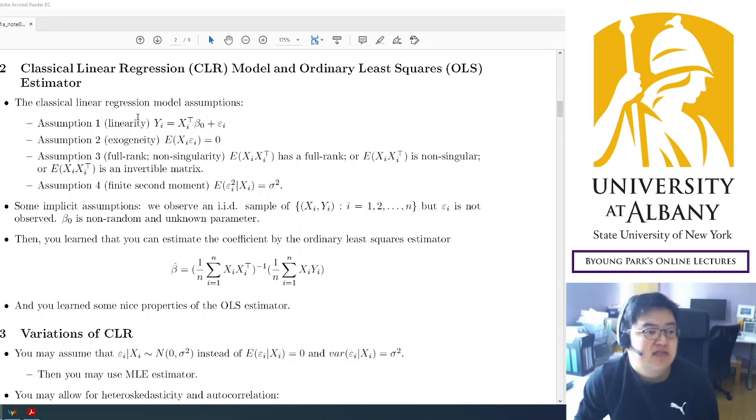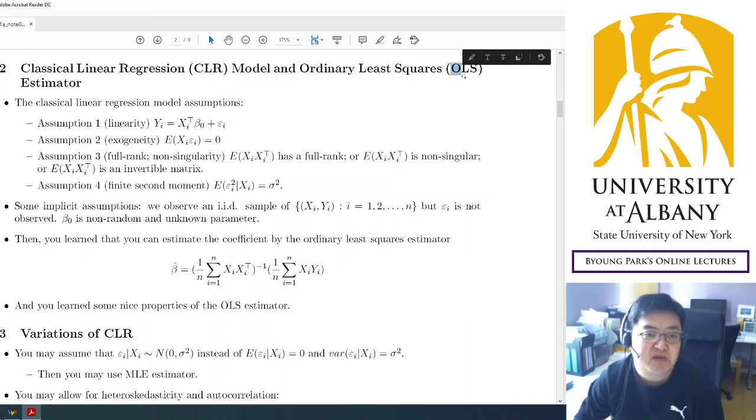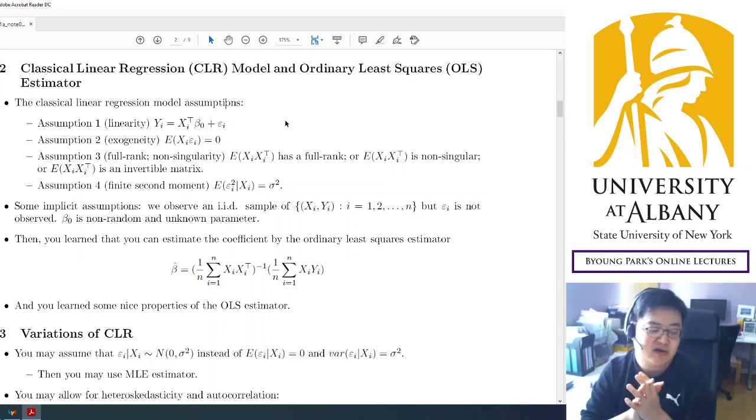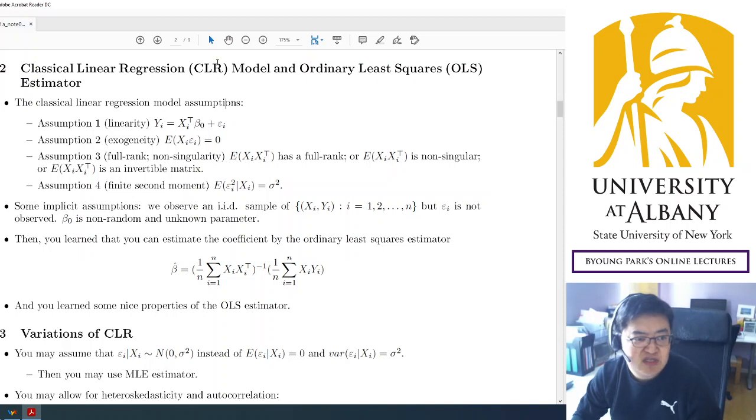Hi, let's start with the basic assumptions, the textbook assumptions of the classical linear regression model. CLR means classical linear regression model, and you learned OLS, the ordinary least squares estimator, for the regression model. In this chapter, I'm going to review them, and I will distinguish how these two, CLR and OLS, are different.